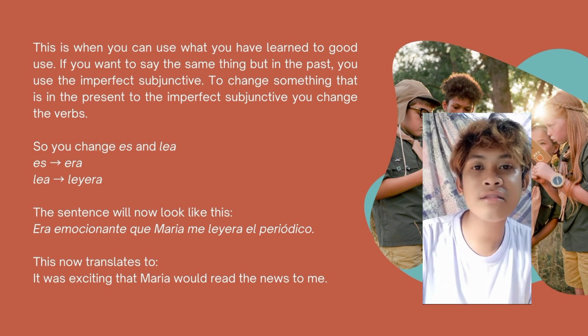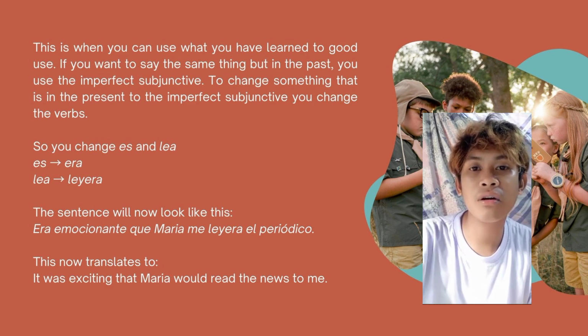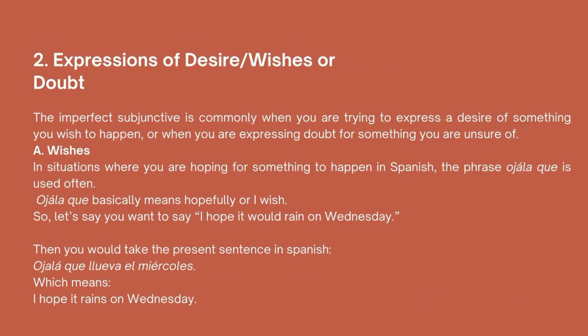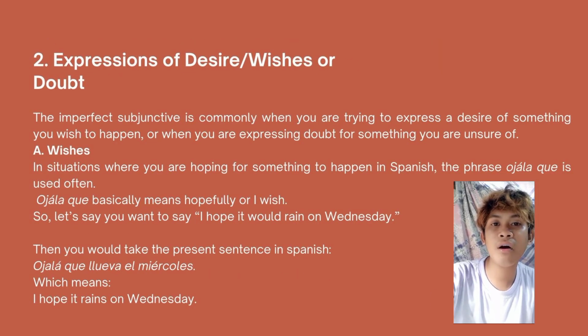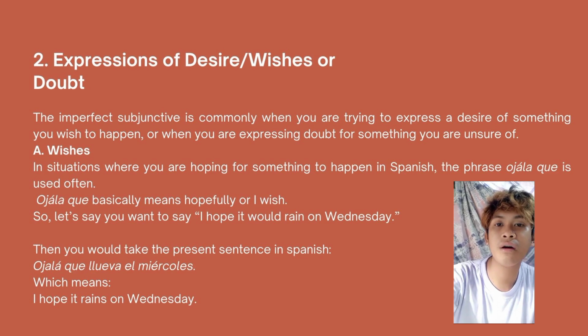Era emocionante que María me leyera el periódico. This now translates to, it was exciting that Maria would read the news to me. Number 2, expression of desire or wishes or doubt. The imperfect subjunctive is commonly used when you are trying to express a desire of something you wish to happen, or when you are expressing doubt for something you are unsure of.